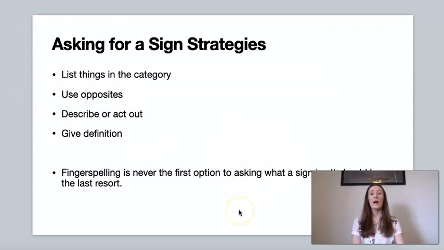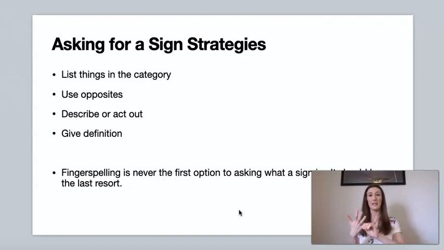Okay. Asking for sign strategies. This is for whether we are in class or whether you start venturing out into the deaf community. Okay. Fingerspelling is never the first option when you are asking for a sign. Okay. We don't do that in English, like what's the word for, and then you say the word. Okay. What we do is you kind of talk around the word when you don't know it. Okay. So same thing in ASL.